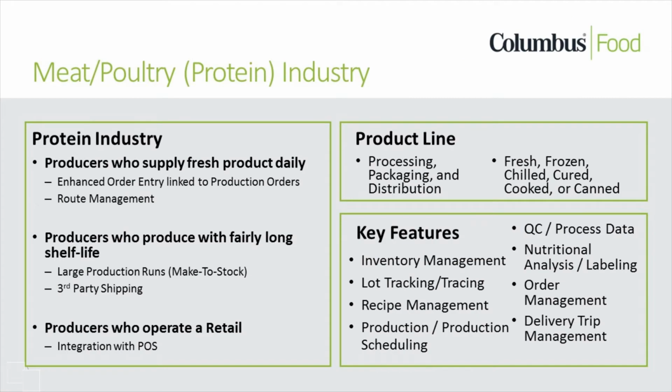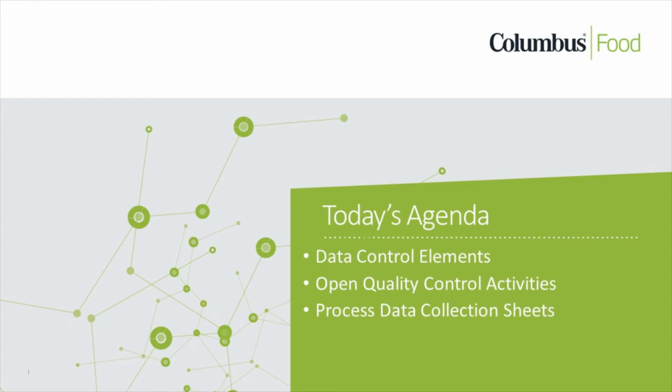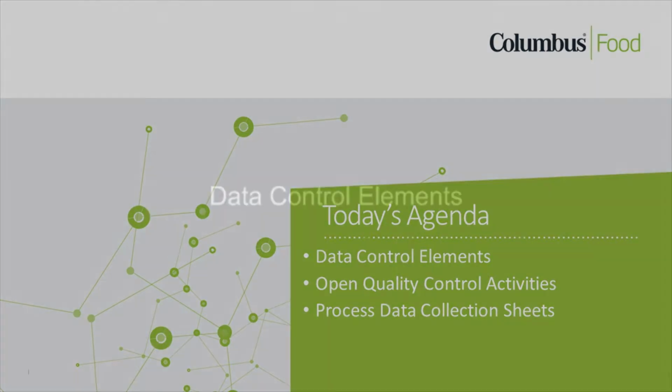For many years, Columbus has worked with various types of meat processors and their product lines. Columbus has the solution, experience, and support to meet processors' unique ERP system challenges. This specific video highlights Columbus Food's quality control and process data collection. The key topics will be data control elements, open quality control activities, and open data collection sheets.